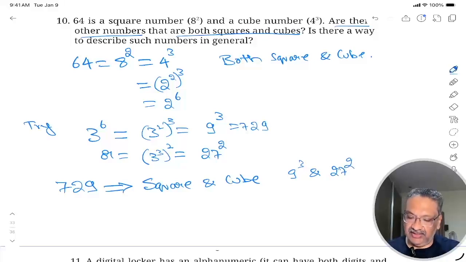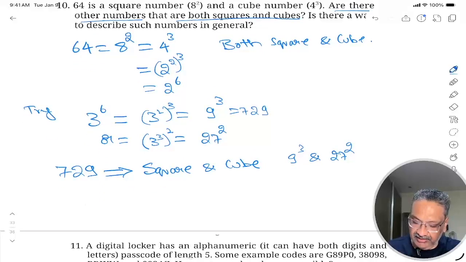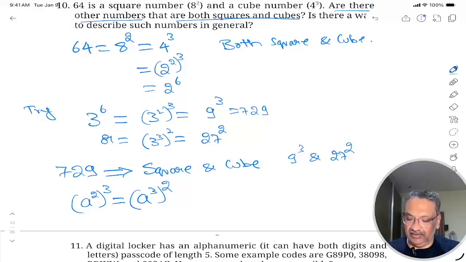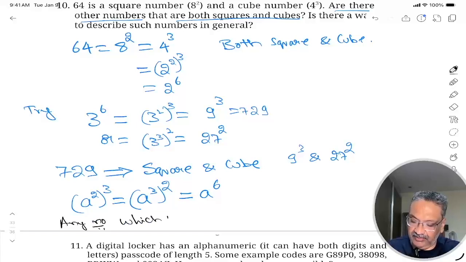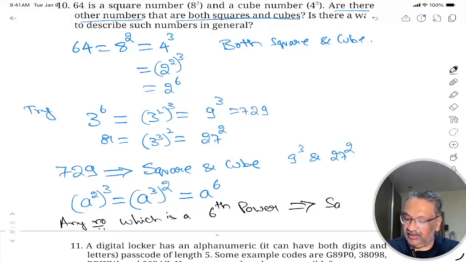So what is the observation from this? When can a number be both a square and a cube? Any number that is a square and a cube can be expressed as a cube and a square. Correct? Take any number. This is nothing but a to the power of 6. So the meaning is, any number which is a 6th power is also a square and a cube.